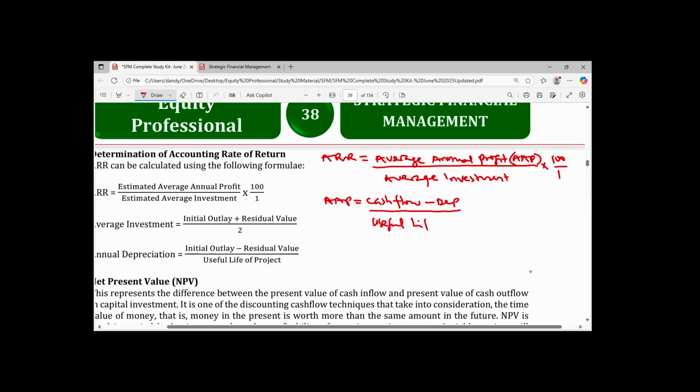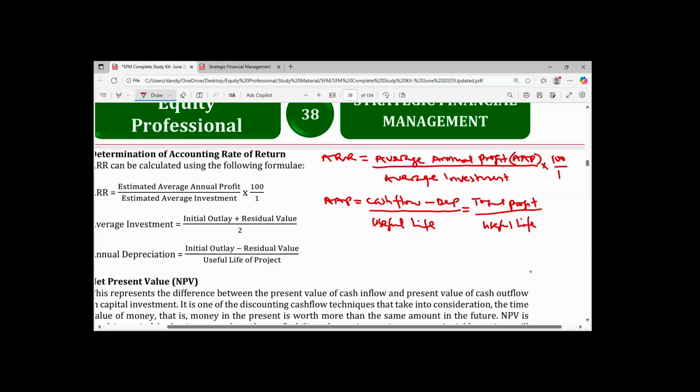Okay, so like I said, the difference between cash flow and depreciation will give you profits. So you add up all the profits. So that will give you total profits. Profit of year one, profit of year two, profit of year three. It is possible the cash flow may be less than the depreciation. That means you are going to have a loss. So you are going to add up both profit or loss, add everything together, then you divide it by the useful life. Okay, so this will give you the average annual profit.